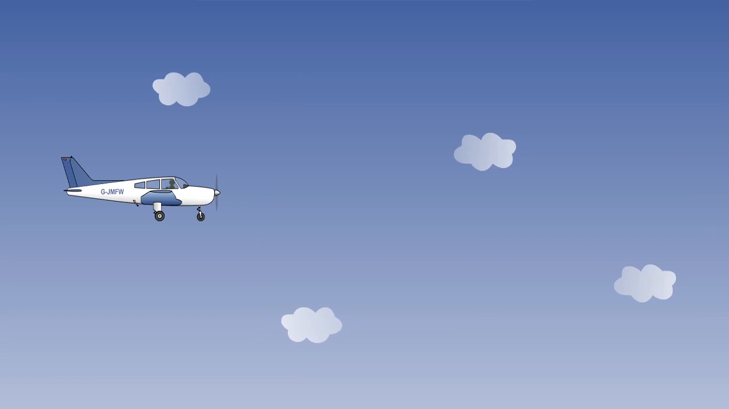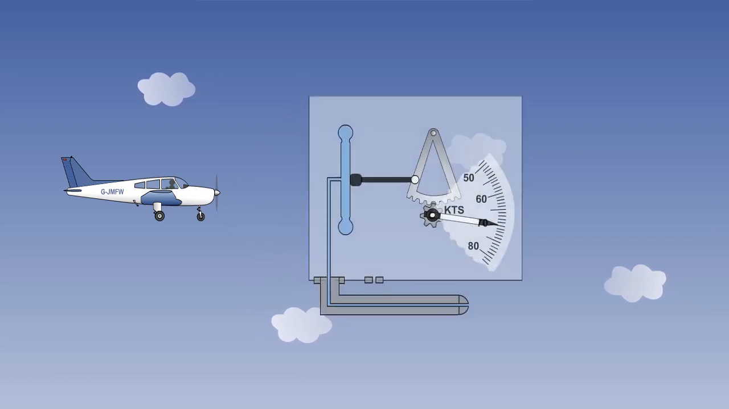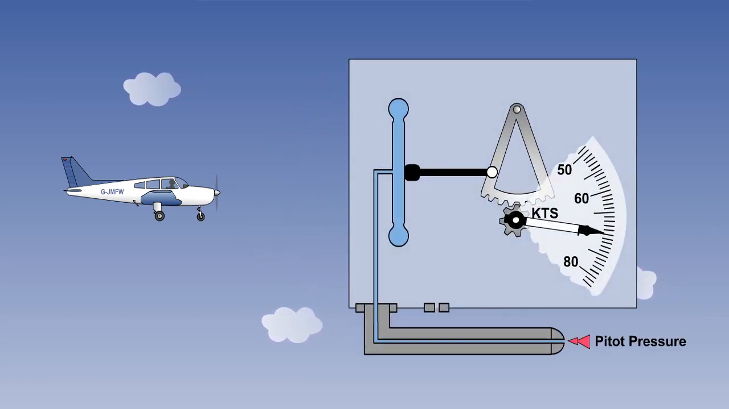In order to recognize the effects, envisage how the ASI works. Let us look at a blockage in the static system first. A static line blockage will mean that the static pressure in the instrument case will remain constant. As long as there is no change in altitude, the ASI will continue to read correctly. So we can say, no change in altitude, no change in indicated airspeed, or IAS.